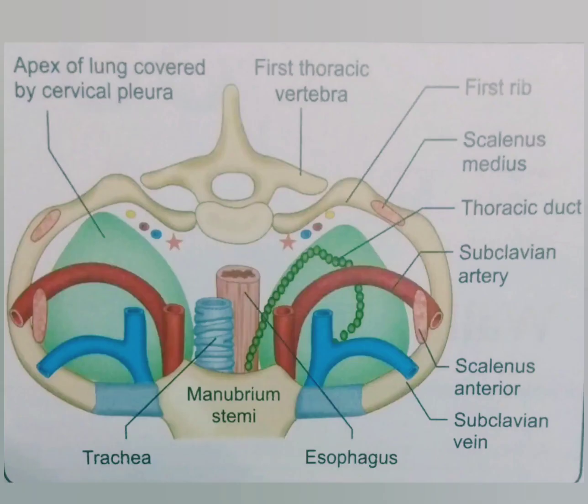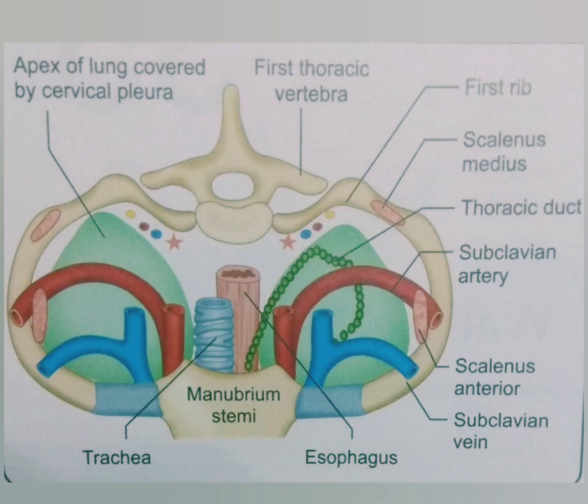Okay, now let's move on to the inlet of the thoracic cavity. To identify the exact position of this thoracic inlet, let us set some boundaries. Posteriorly, we have the first thoracic vertebra. Anteriorly, we have the upper surface of the manubrium sterni, and on the lateral sides, we have the upper surface of first rib. Now let us talk about the contents of the thoracic inlet.